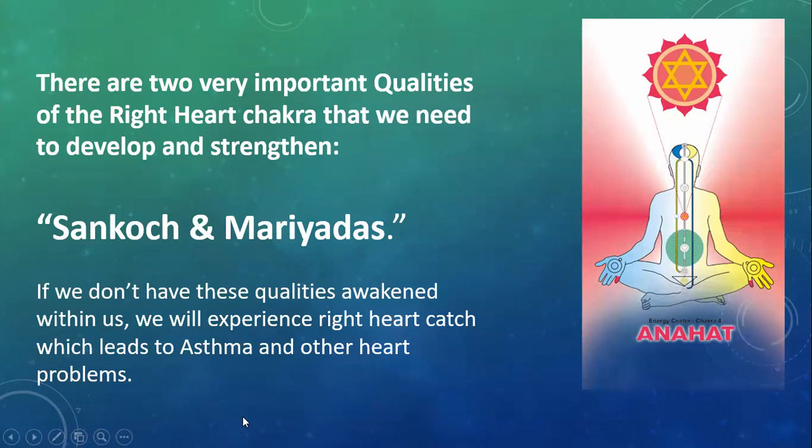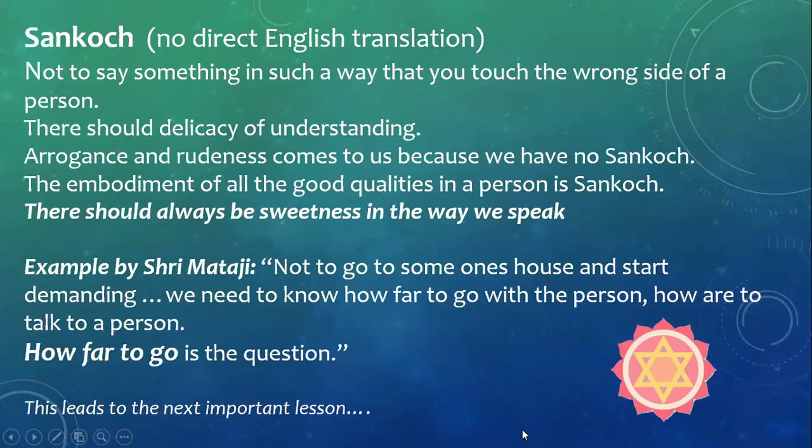There are two very important qualities of the right heart chakra that we need to develop and strengthen: Sankoch and Maryadas. Sankoch is a Sanskrit word that really doesn't have a direct translation to English. But Shrimataji explained Sankoch like this: let's say you are a parent and there is something that needs to be done. You are not going to ask someone else to do it. You take that responsibility to do it yourself. You don't wait for someone else to come to do it, but you do it yourself.